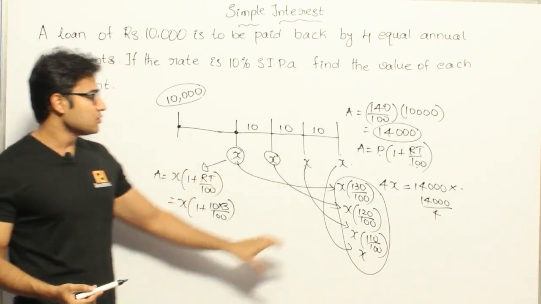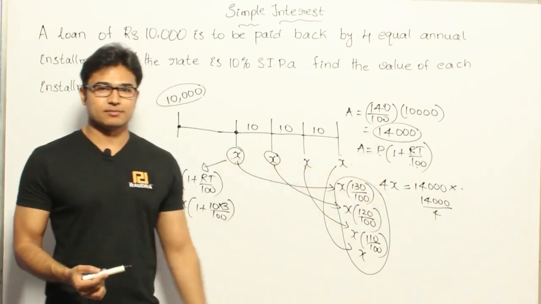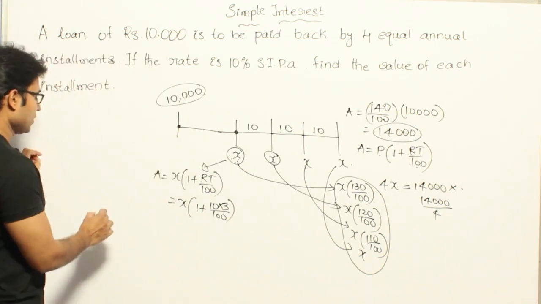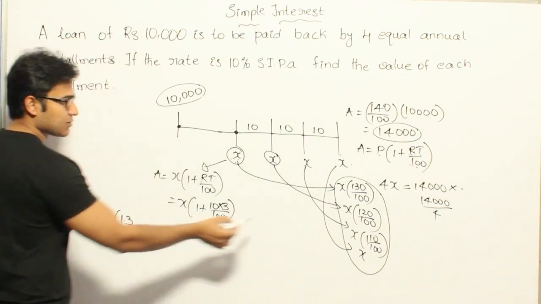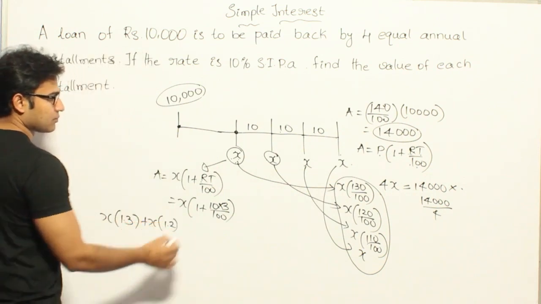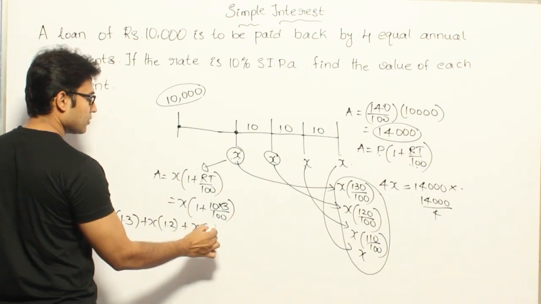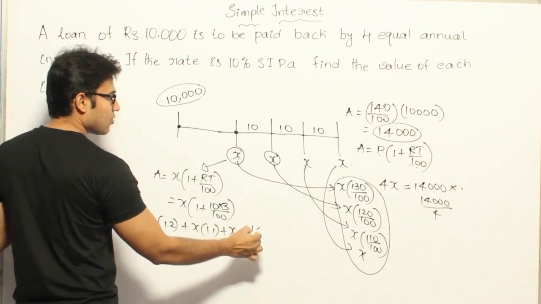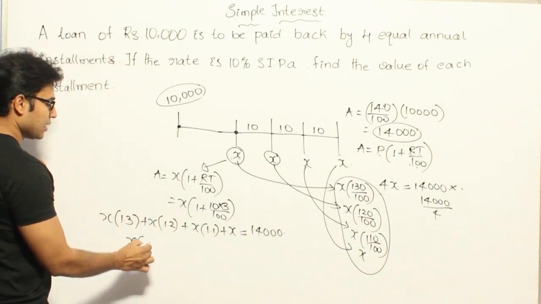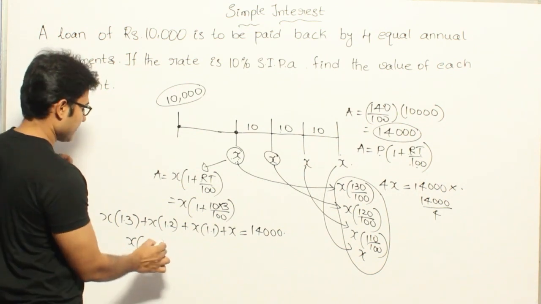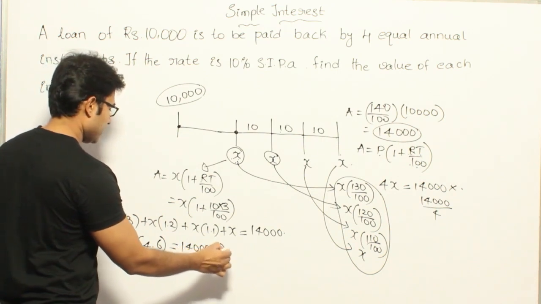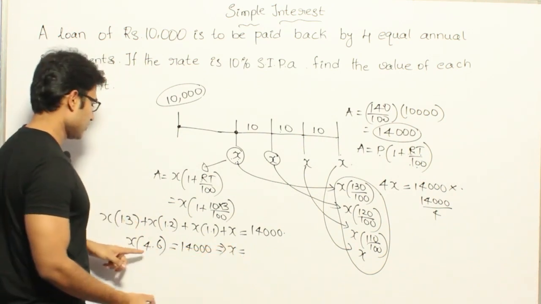So this is the total amount that it will account to, even though you are paying only x. Got it? Now this total amount should be equal to 14,000, right? Therefore you have to add them all up and equate it to 14,000. So what is it? X into 1.3, I am writing this one as 1.3, okay, plus x into 1.2 plus x into 1.1 plus x equal to 14,000. Now if you pull out x as common, you are supposed to get x into 4.6 equal to 14,000. That implies x equal to 14 divided by 4.6.